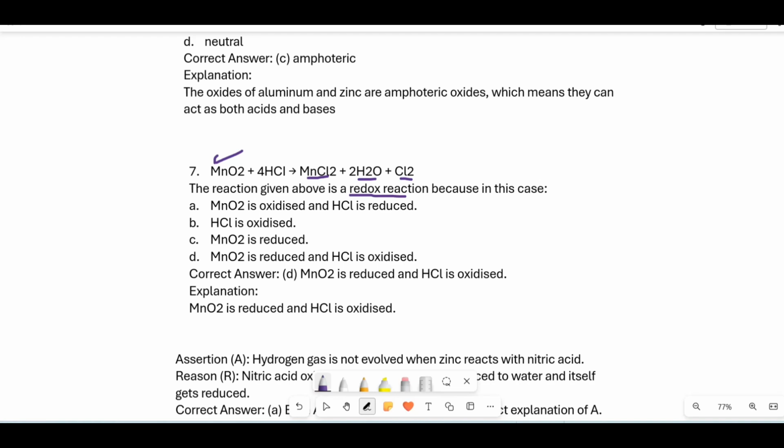MnO2 is oxidized. That's wrong, because MnO2 already contains oxygen, so it cannot oxidize again. MnO2 is actually reduced, and the HCl gets oxidized. So this is a redox reaction: MnO2 is reduced and HCl is oxidized. So the option is D.